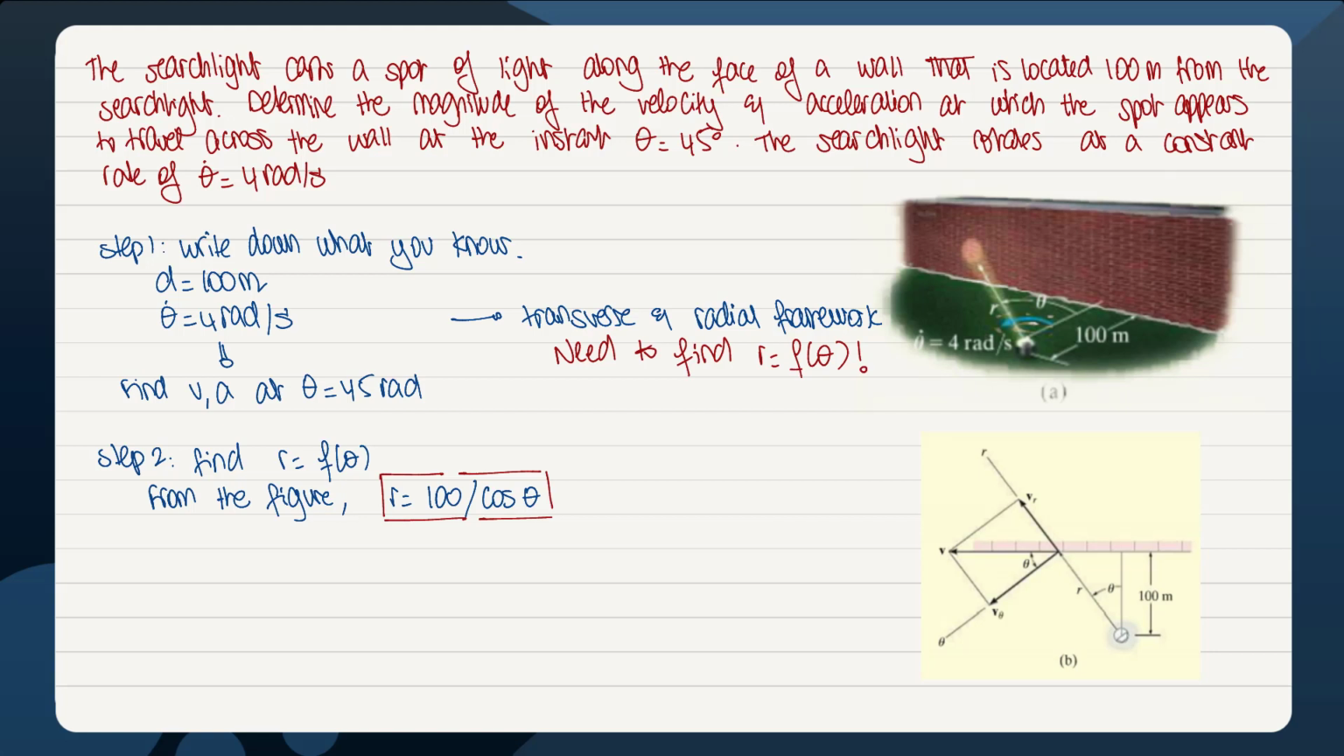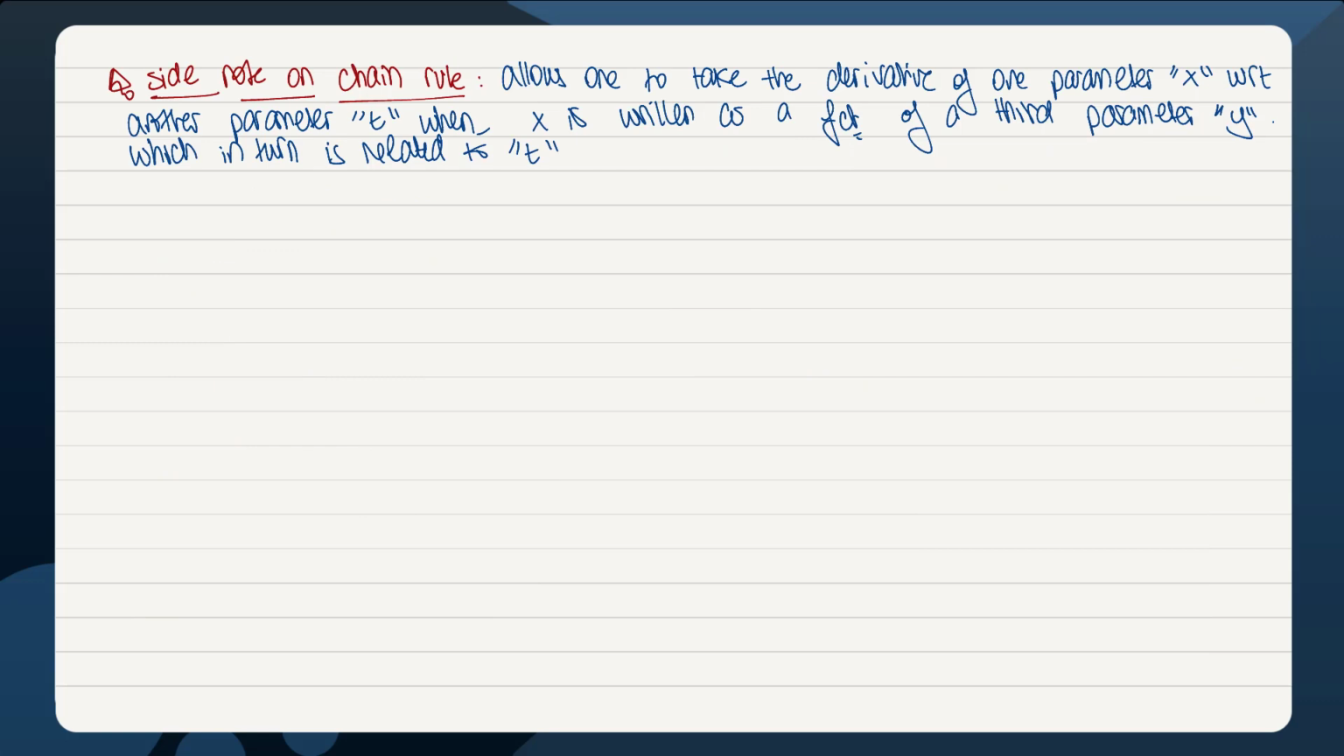So now that we have an expression of r as a function of theta, we can move to the third step, which is the most complicated step, in which we need to make use of the chain rule to find r dot and r double dot. But before we dive into actually performing the chain rule operation on that expression, I would like to mention a couple of words about the chain rule. So in simple terms, the chain rule allows one to take the derivative of one parameter, let's say x, with respect to another parameter, let's say t, when x is written as a function of a third parameter, y. And in this case, the third parameter y is also related to t.